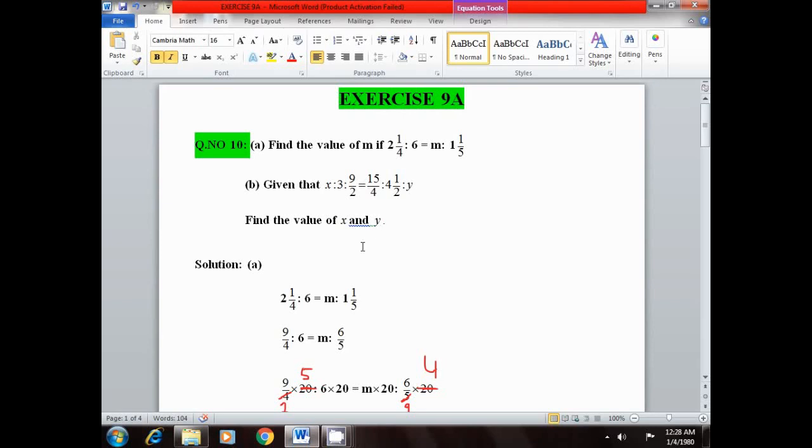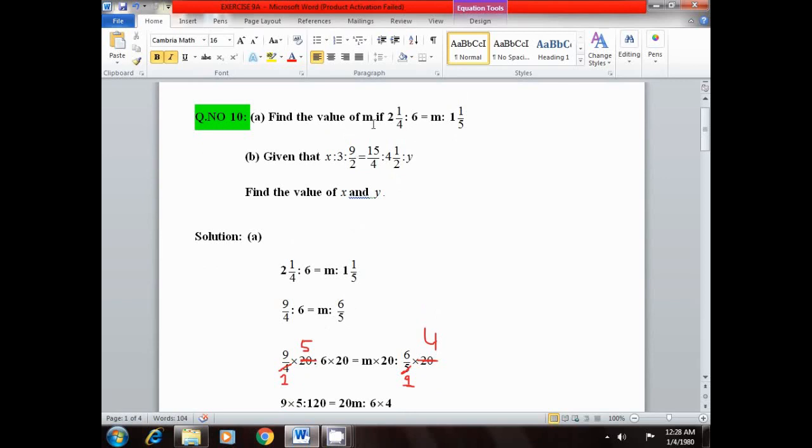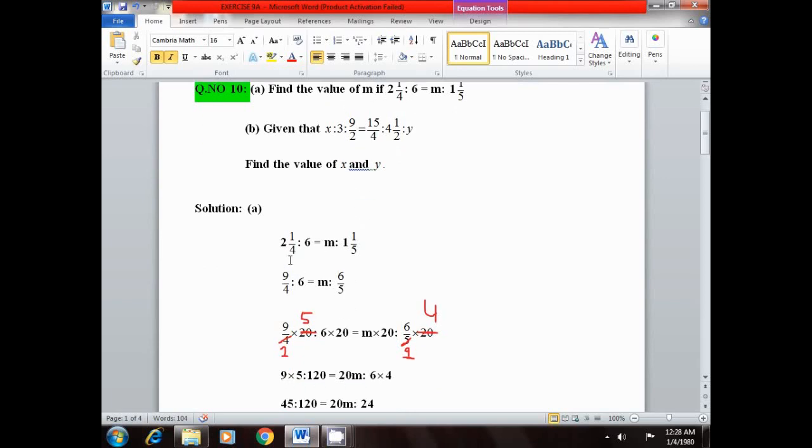So let's solve the first part of question number 10, in which we have to find the value of variable m. We have the ratio 2 1/4 : 6 = m : 1 1/5. Step number 1, we will express these mixed fractions as improper fractions. So this can be written as 4 times 2 is 8, 8 plus 1 is 9, so 9/4 : 6 = m : 5 times 1 is 5, 5 plus 1 is 6, so 6/5.